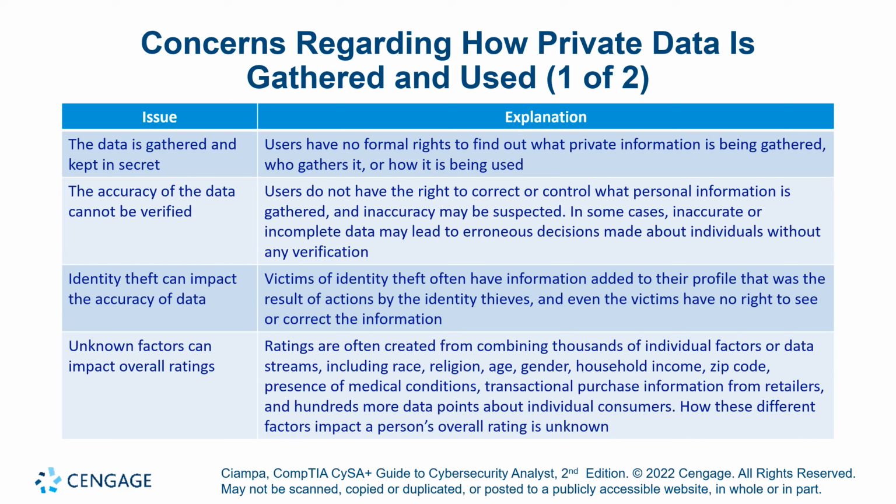Inaccuracy may be suspected. In some cases, inaccurate or incomplete data may lead to erroneous decisions made about individuals without any verification. I have seen this happen with things like FICO scores, where say they pull something in from someone that looks like you or someone that is using a similar name, and it takes a while for it to show up, and it's very difficult to get off of your credit report.